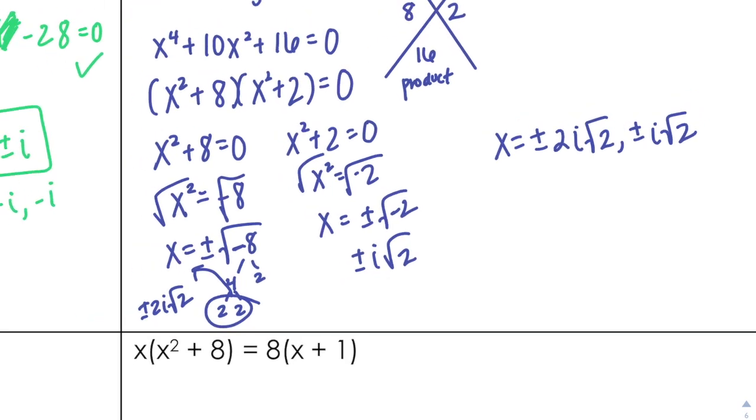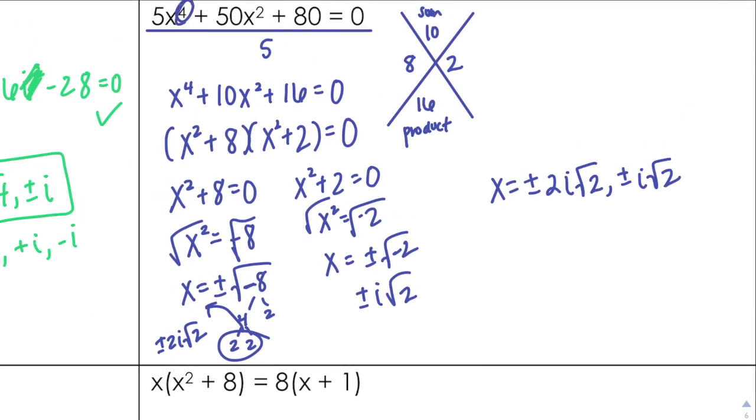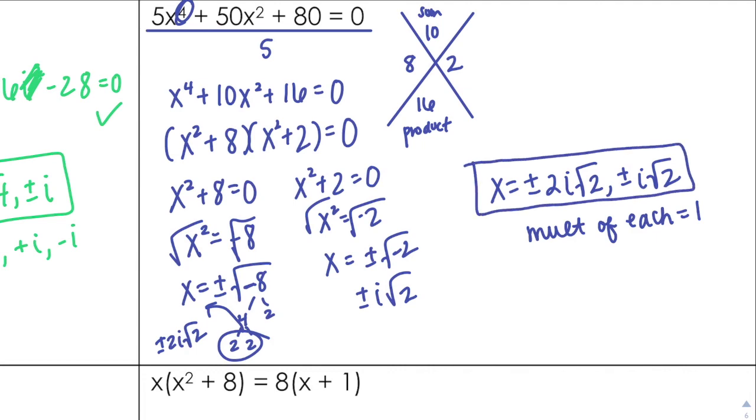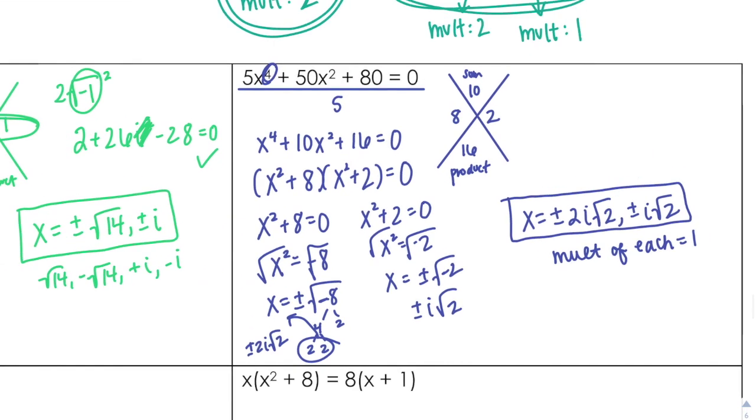But because there's 4 of them, and remember I need it to add up to 4, the multiplicity of each one is 1. So I can just write multiplicity of each is 1. Because each one, there's 4 of them, so each one has a multiplicity of 1.